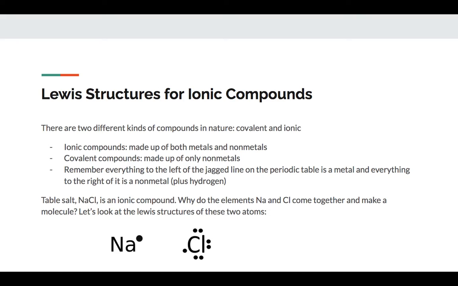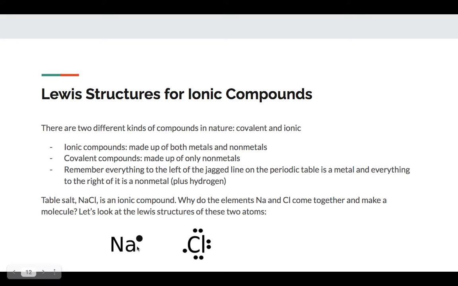Now let's look at table salt, or NaCl. Sodium chloride. This is an ionic compound, and that's because sodium is a metal and chlorine is a nonmetal. So why do these elements come together and make a molecule? Well, let's look specifically at their Lewis structures. So sodium is in column 1A. It only has one valence electron, so there's only going to be one dot on the outside of Na.